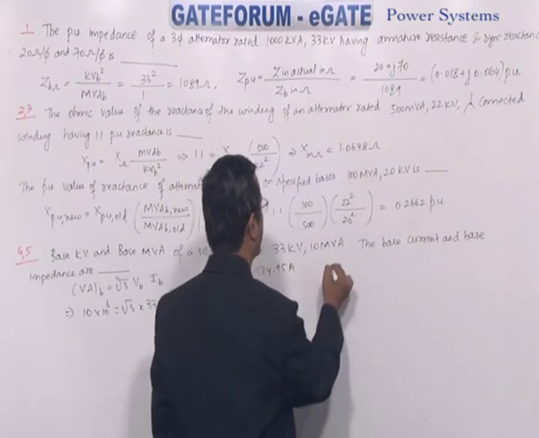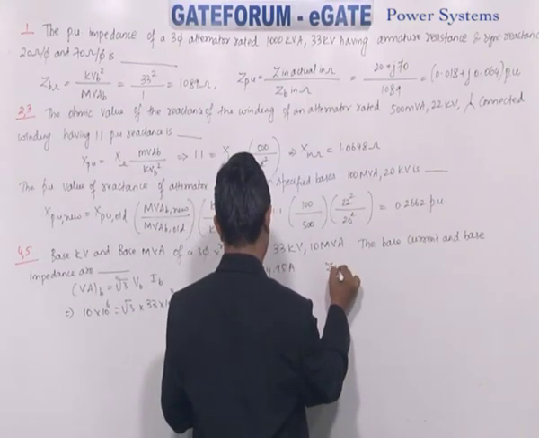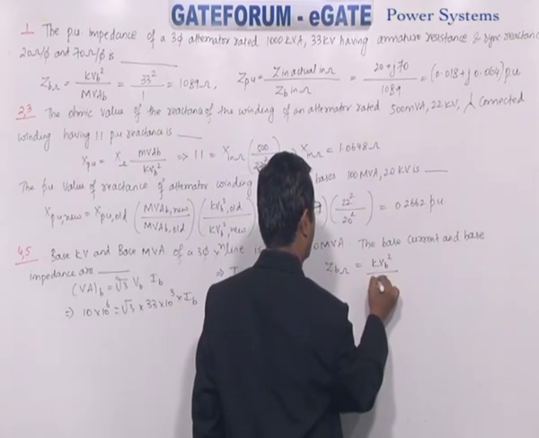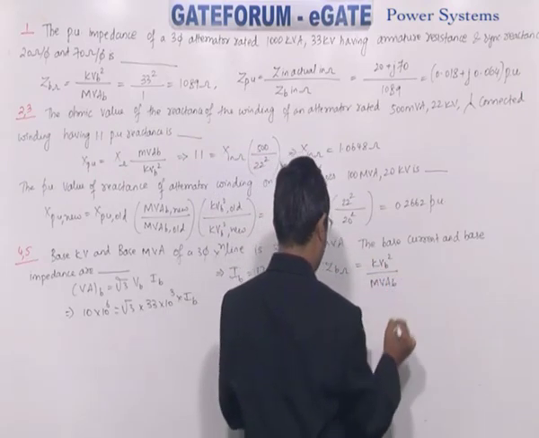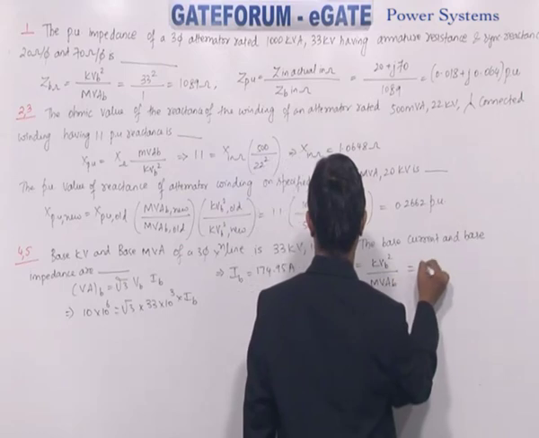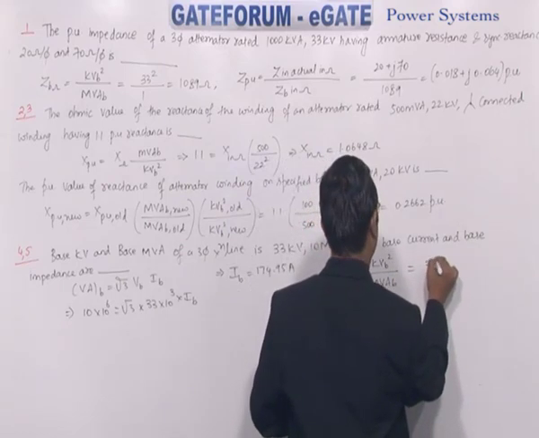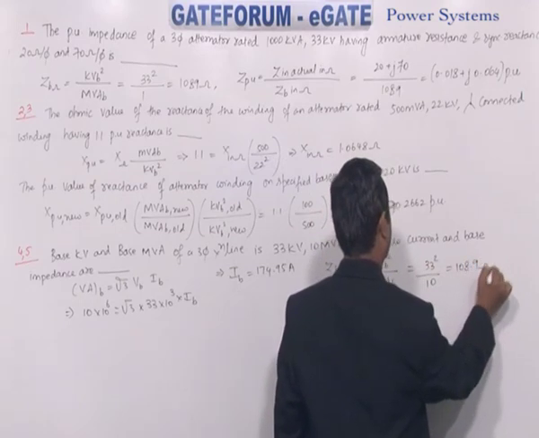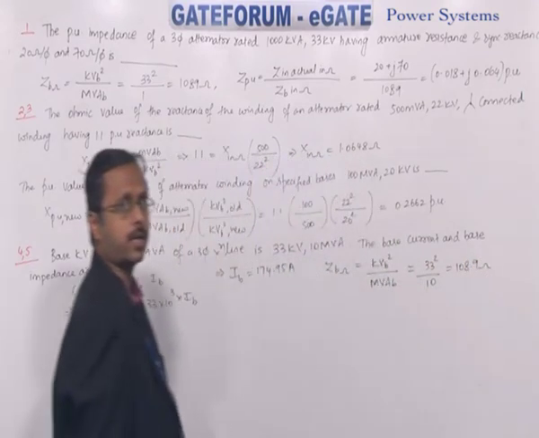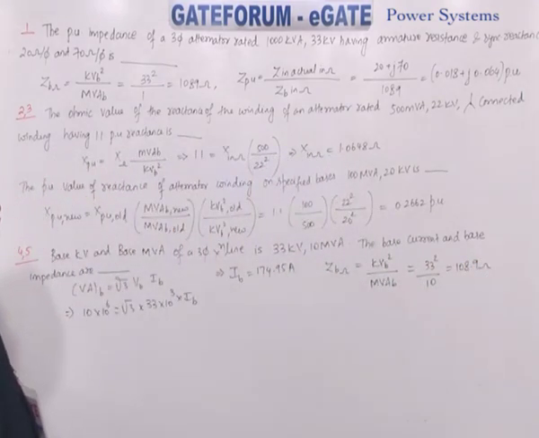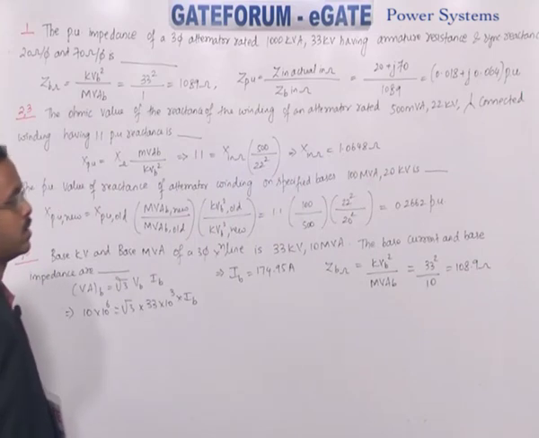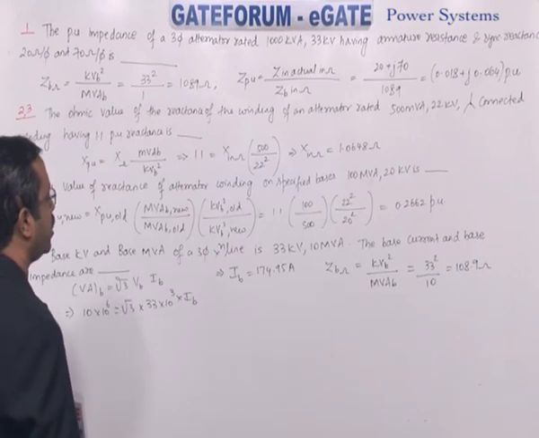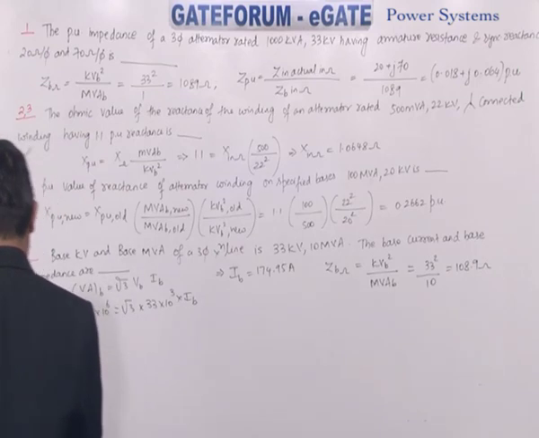And how you find the base impedance now in ohms? It is base kV square by the base MVA. How much base kV? 33 square. Base MVA is 10. So how much you get? 108.9 ohms. So you get the answer 108.9 ohms.